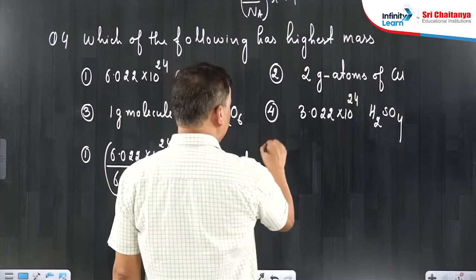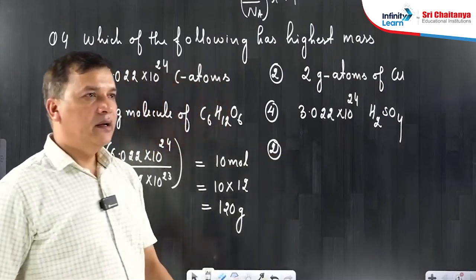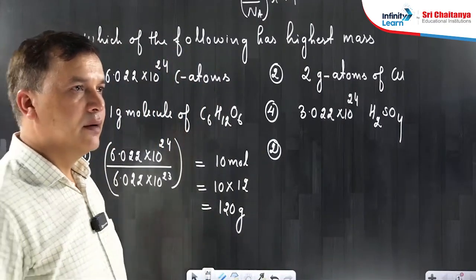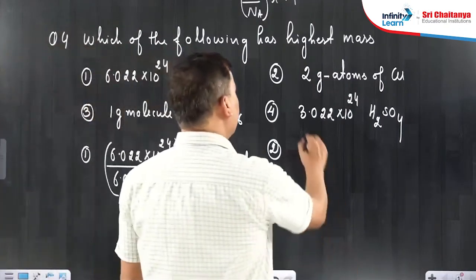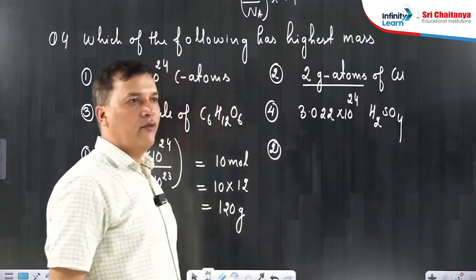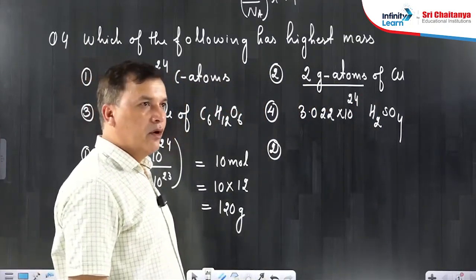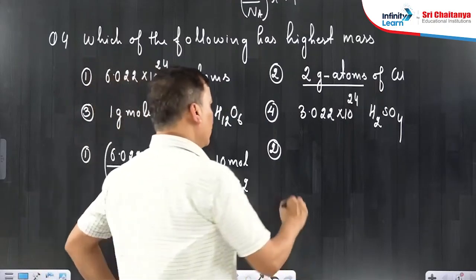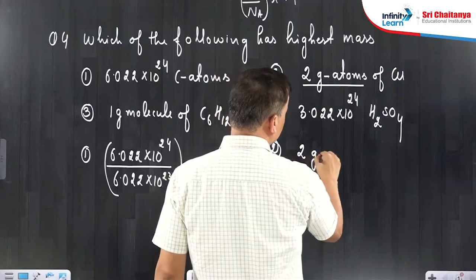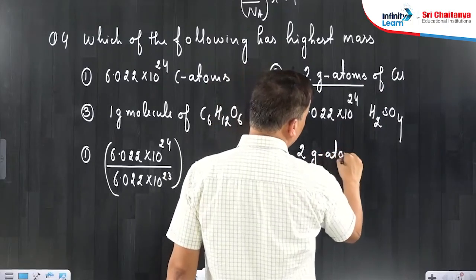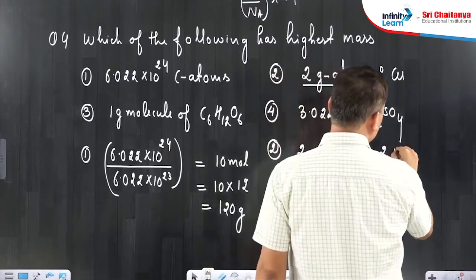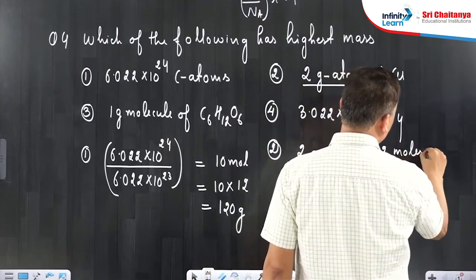Second option. If it is not clear, you may say no. So I will explain you again. So dear student, now here we have, is this mass or number of moles? Number of moles. So how many do we have? 2 gram atoms. And these 2 gram atoms are nothing but 2 moles of copper.